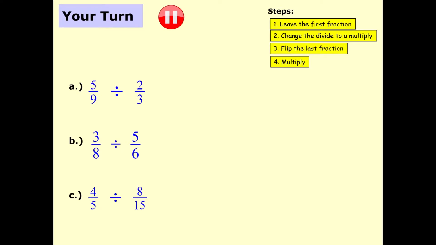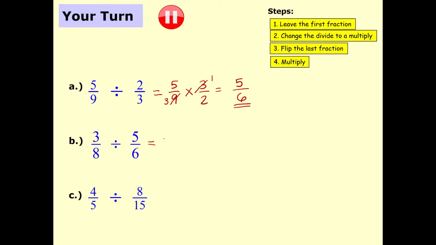Okay, let's go over the answers. So first step for the first one, first fraction stays the same. Turn that divide into a multiply, and then we flip that last fraction. Now we're on to the last step already, we can just go ahead and multiply. Check your diagonals, 5 and 2, can't simplify them. 3 and 9 we can, divide 9 by 3 to get 3, 3 by 3 to get 1. Then we have 5 times 1 is 5, 3 times 2 is 6. So that's the final answer there.